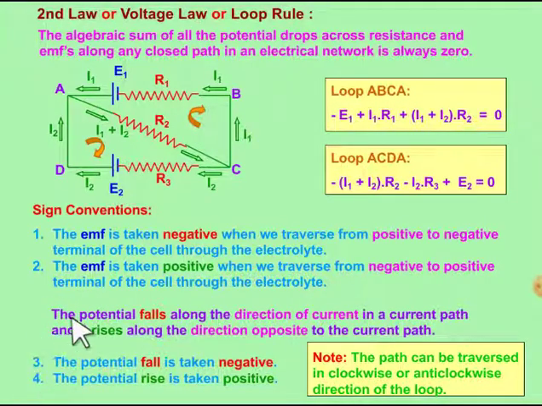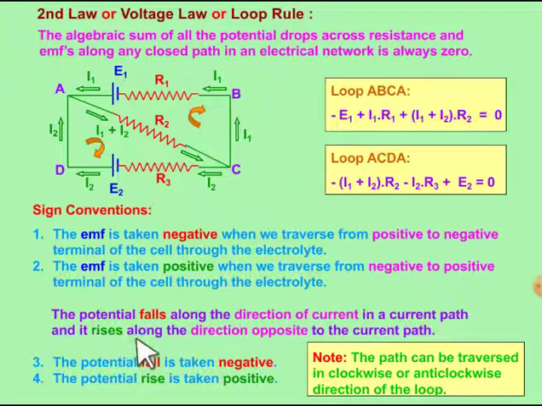And this is about your EMF, and the latter part is for your potential drop across the resistor. The potential falls along the direction of the current. Falls means what? From high to low. Okay, in that case falling. And when the potential rises means from low to high. Got it? So potential falling means what? It will be taken as negative.